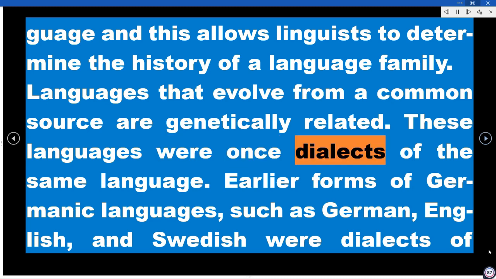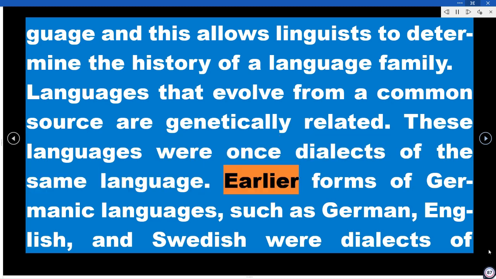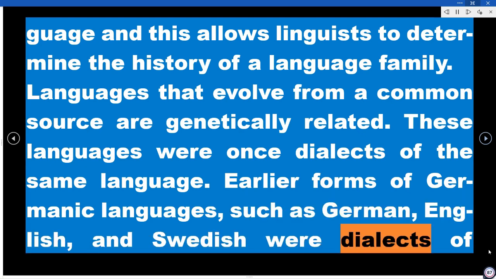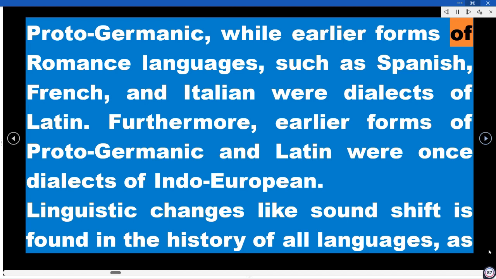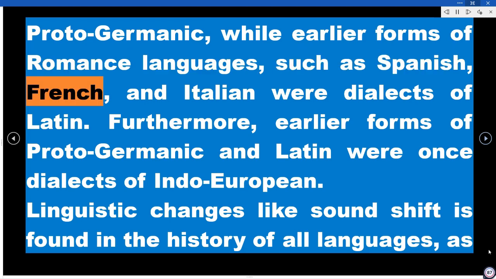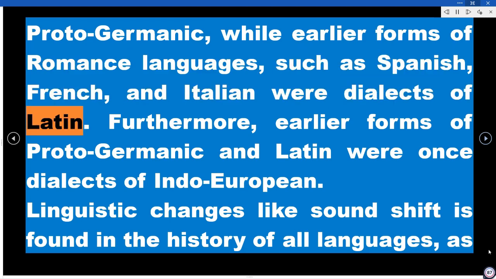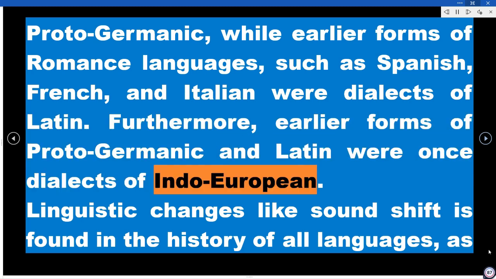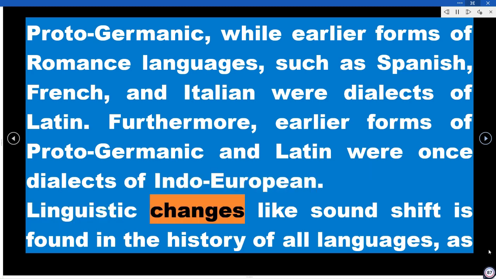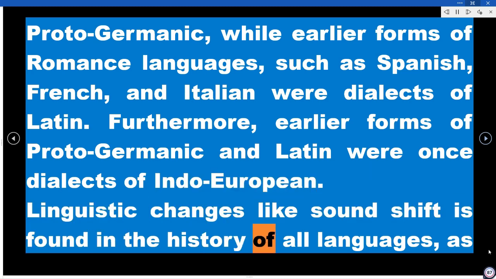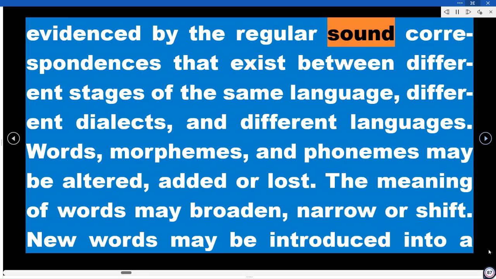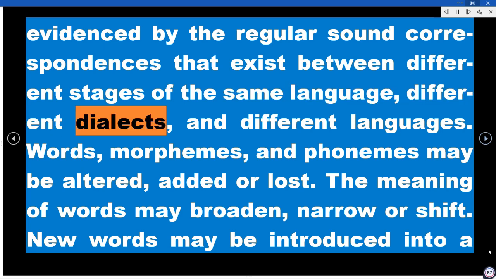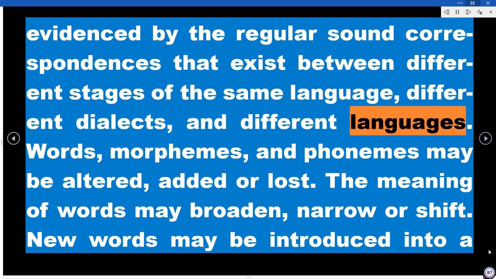These languages were once dialects of the same language. Earlier forms of Germanic languages, such as German, English, and Swedish, were dialects of Proto-Germanic, while earlier forms of Romance languages, such as Spanish, French, and Italian, were dialects of Latin. Furthermore, earlier forms of Proto-Germanic and Latin were once dialects of Indo-European. Linguistic changes like sound shift are found in the history of all languages, as evidenced by the regular sound correspondences that exist between different stages of the same language, different dialects, and different languages.